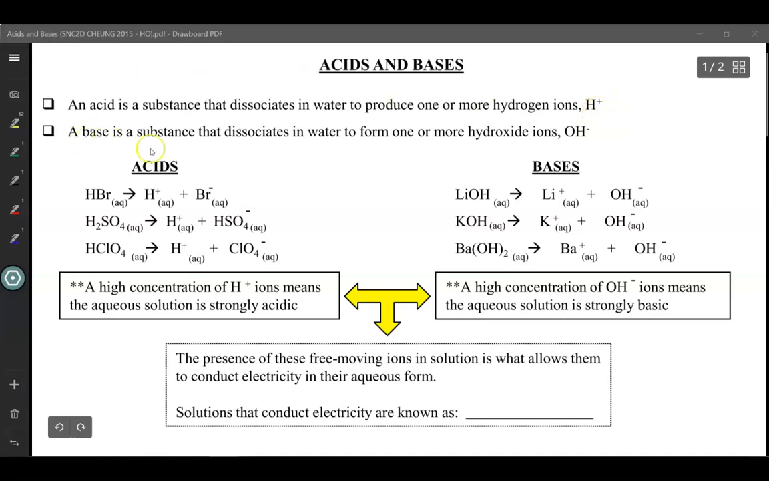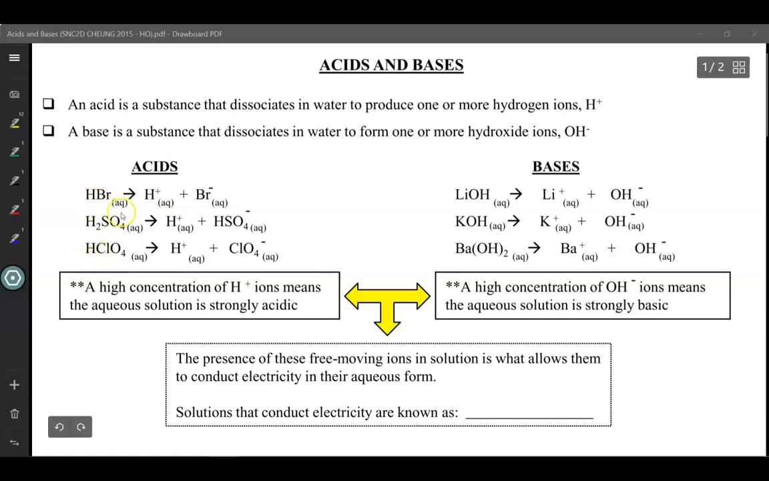On the other hand, a base is a substance that dissociates in water, so dissolves in water, and then breaks up to form one or more hydroxide ions, that's OH-. So if you look at the list of acids I have over here, you'll notice that every single one of them has an H+ ion inside the chemical formula.